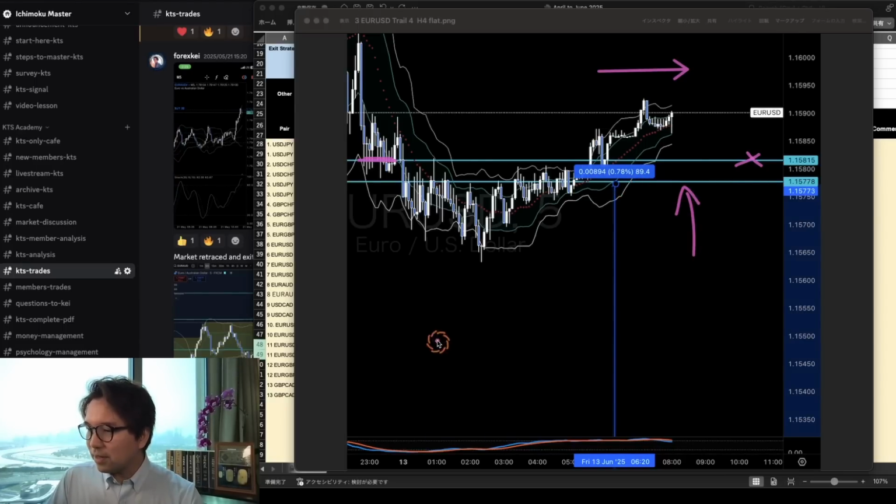So I moved the second stop loss to here, and that was a screenshot. Yes, sorry. So I moved the stop losses higher and I fixed 89 pips of profit. But this one was already taken, so I only have one stop loss in this screenshot. I remember now.